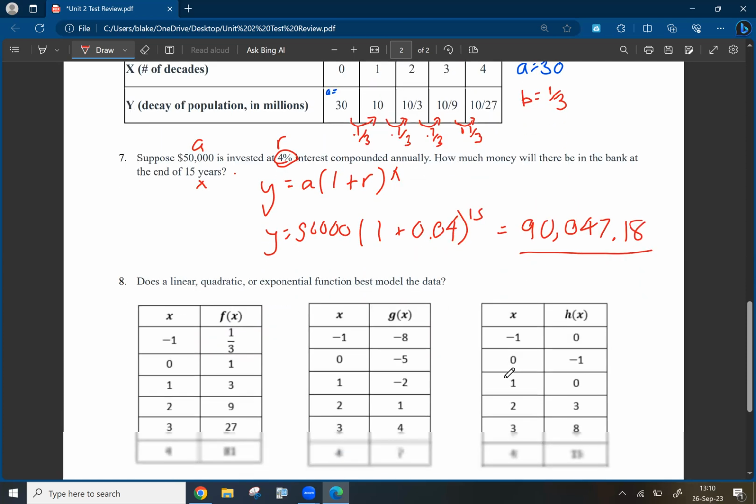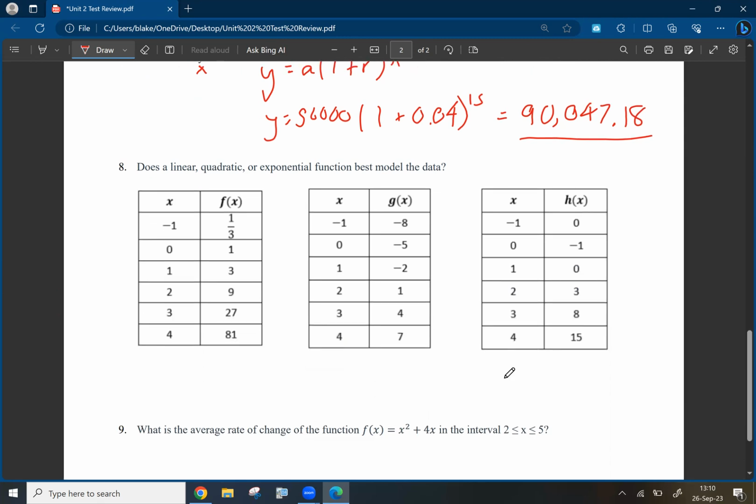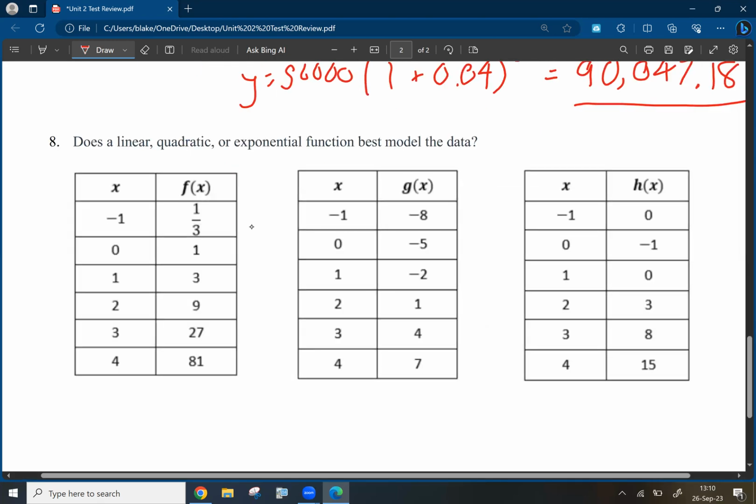All right, number 8. Does a linear, quadratic, or exponential function model the best model of the data? So you might get any one of the 3 types. Let's look at what we have here. If you look at 8, the first table, we go from 1/3 to 1, 1 to 3, 3 to 9, 9 to 27, 27 to 81. It's clear that this one is multiplying by 3 every time. So since it's multiplying by 3, that makes this one exponential.